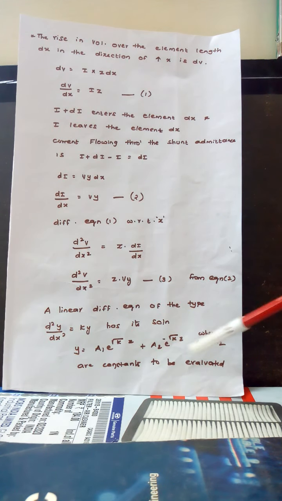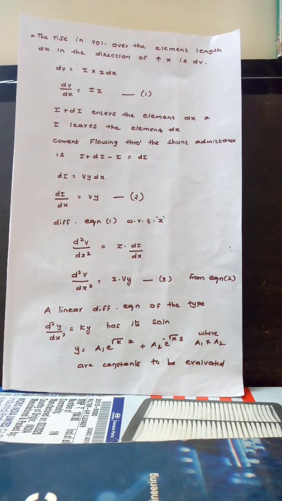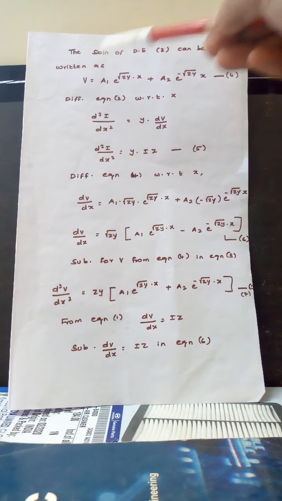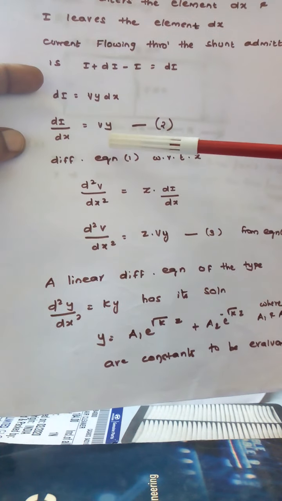So from this we have to find out what the constants a1 and a2 are. This is the solution of the differential equation, which we are considering as equation number 4. If you are differentiating equation 2 with respect to x, so this is your equation number 2, correct? dI/dx equal to V into y.